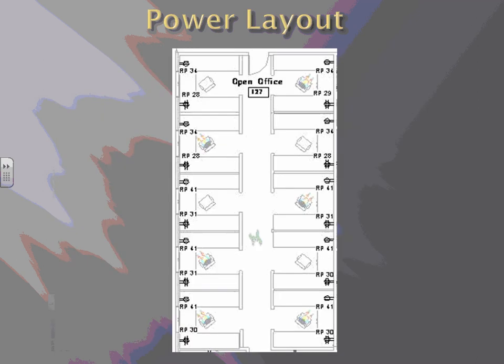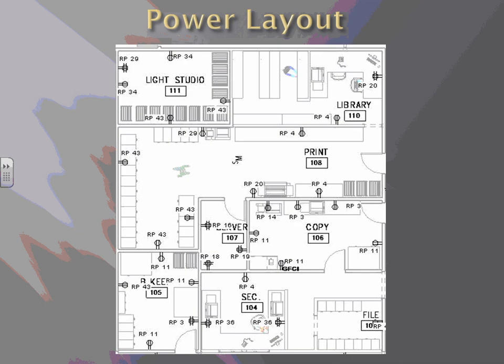This is another open office. This is a basic cubicle layout. We've got one fourplex for technology. Per cubicle, we've got one standard duplex for general things, and that's typical for each cubicle. This is the power outlet layout for some of the special use areas.